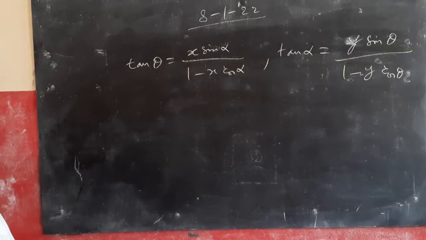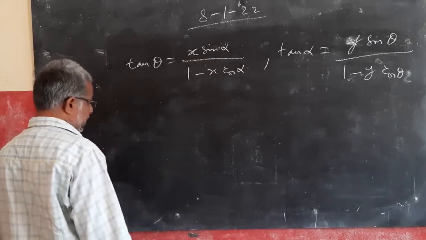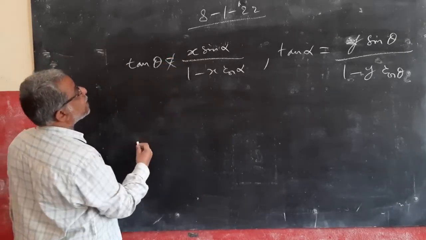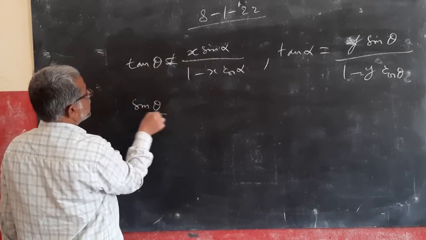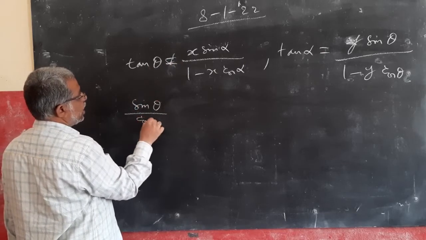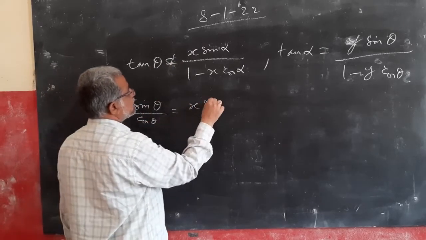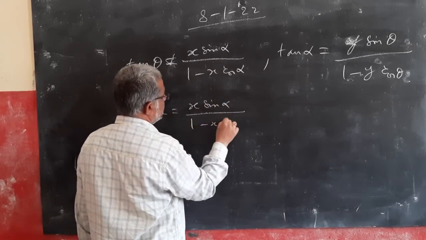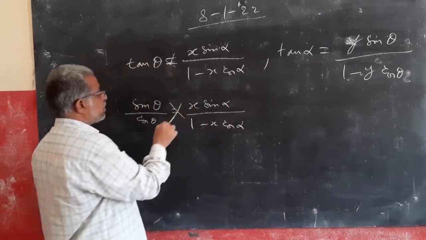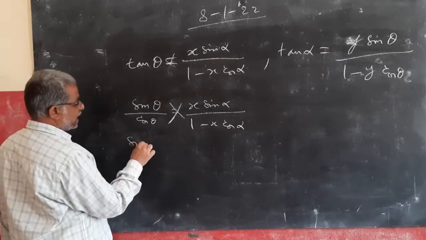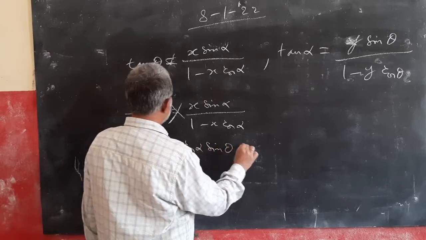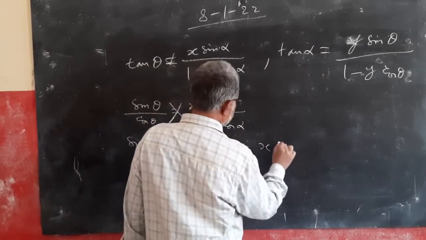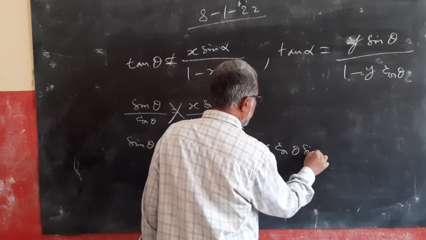Then he is asking x by y equals how much? Means I need to find x and y. Then I can find x by y very easily. So by cross multiplying, first I will write this as sin θ by cos θ, then go for cross multiplication. sin θ by cos θ equals x sin α by (1 − x cos α). If I cross multiply, what do I get? sin θ − x cos α sin θ equals x cos θ sin α.